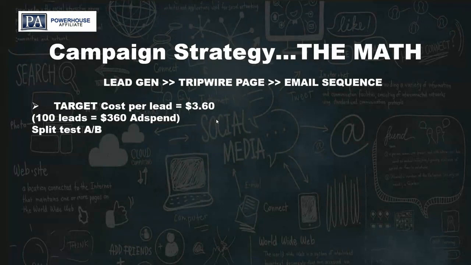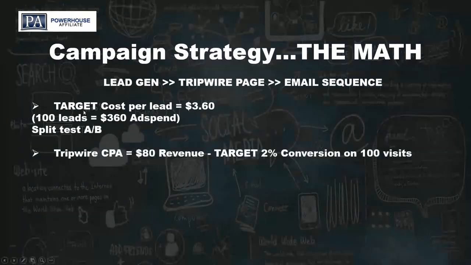And so this target cost per lead could be higher, but if I do proper targeting and I have high converting landing pages and squeeze pages, I can potentially get that lower than $3.60. So assuming that it is $3.60, if I get 100 leads, I'm going to be spending $360 on ad spend. I'm going to be split testing my landing page, which is the lead gen here. That's why I have split test AB.